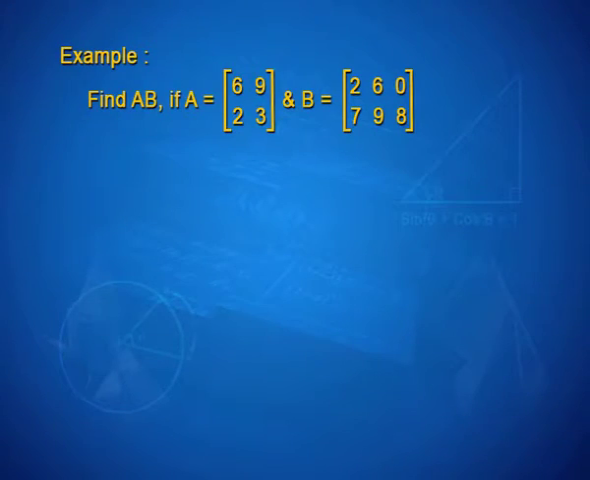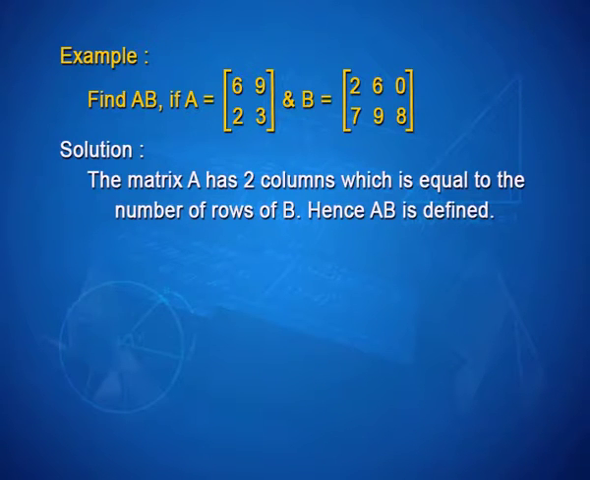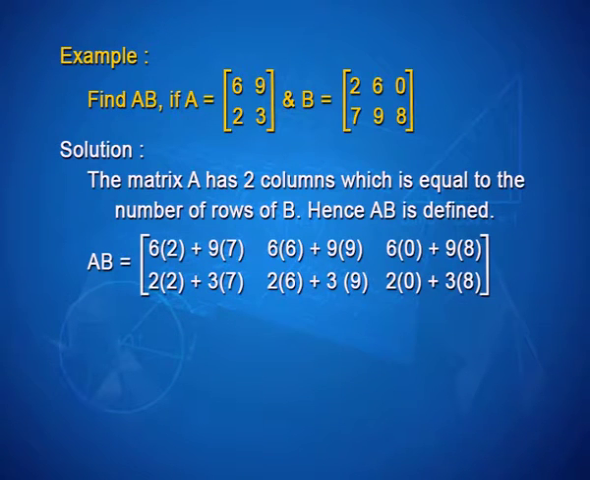Find A into B if matrix A is [6 9; 2 3] and B is [2 6 0; 7 9 8]. For the solution, the matrix A has two columns which is equal to the number of rows of B. Hence, product AB is defined. To find the product AB, look at the screen, you will find 6 multiplied by 2 plus 9 into 7. What we are doing is multiplying the elements of the first row with the elements of the first column.